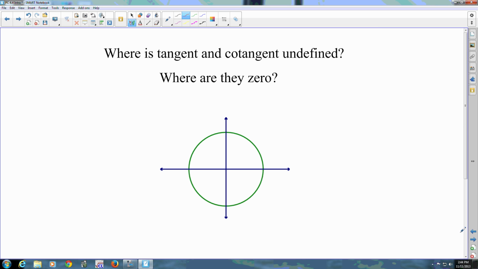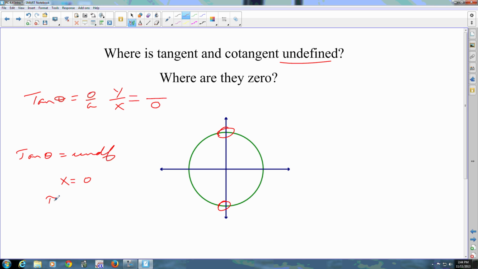Okay. Where is tangent and cotangent defined? Okay, so first off, tangent of theta is your opposite over adjacent, or your y over your x. On the unit circle, where is it undefined? You guys have to know your basic fraction sense. The only way you're going to make a fraction undefined is if you divide by 0. So tangent is undefined when x equals 0. Where does that happen? Here and here. So it's happening at pi over 2 and 3 pi over 2, or 90 and 270.